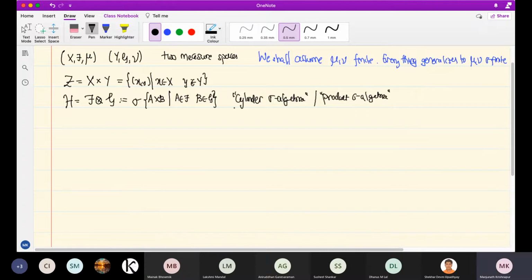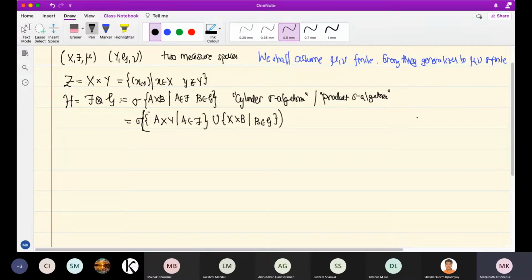Why cylinder sigma algebra? Because this is also the sigma algebra generated by A cross Y, with A in F, these special types of rectangles which are called cylinders.